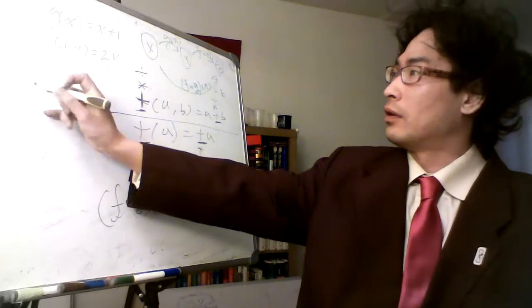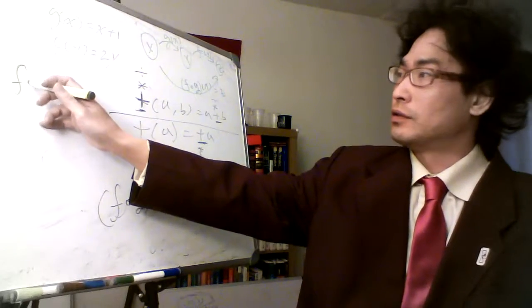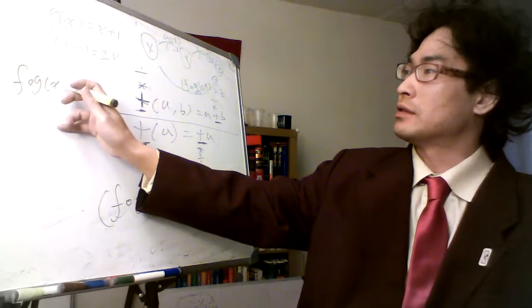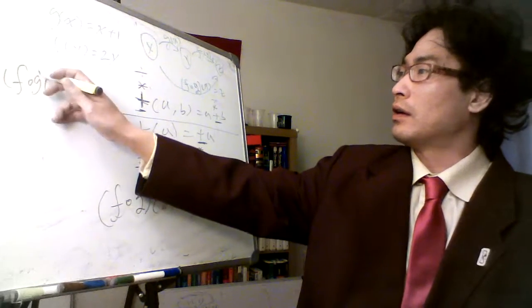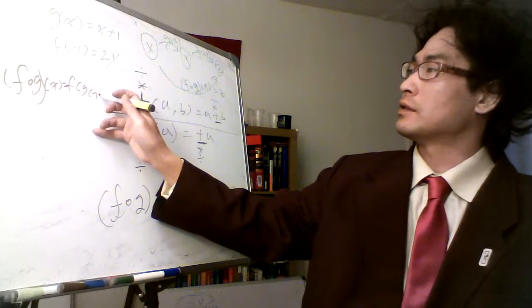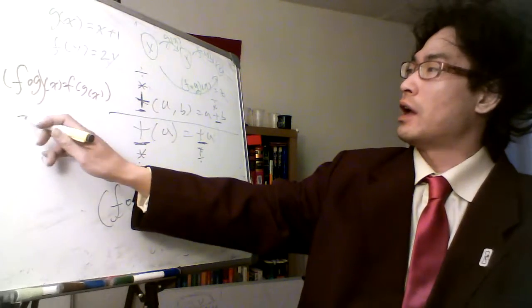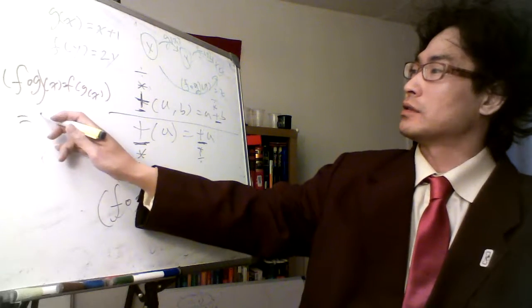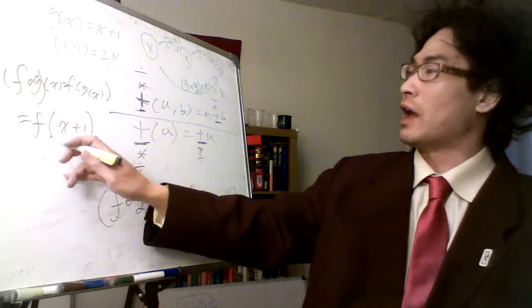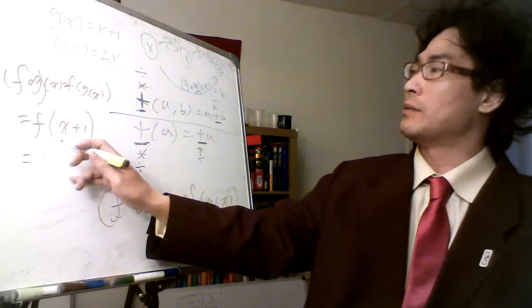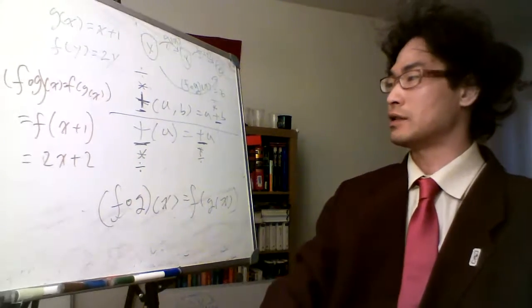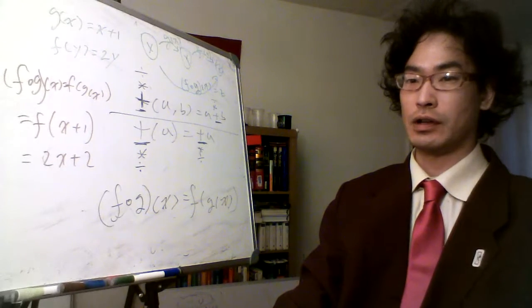So f circle g of x is equal to f of g of x, and what is that? What is g of x? x plus 1, right? What is f of x plus 1? 2 times this, right? 2x plus 2. It's that simple. That's composite function.